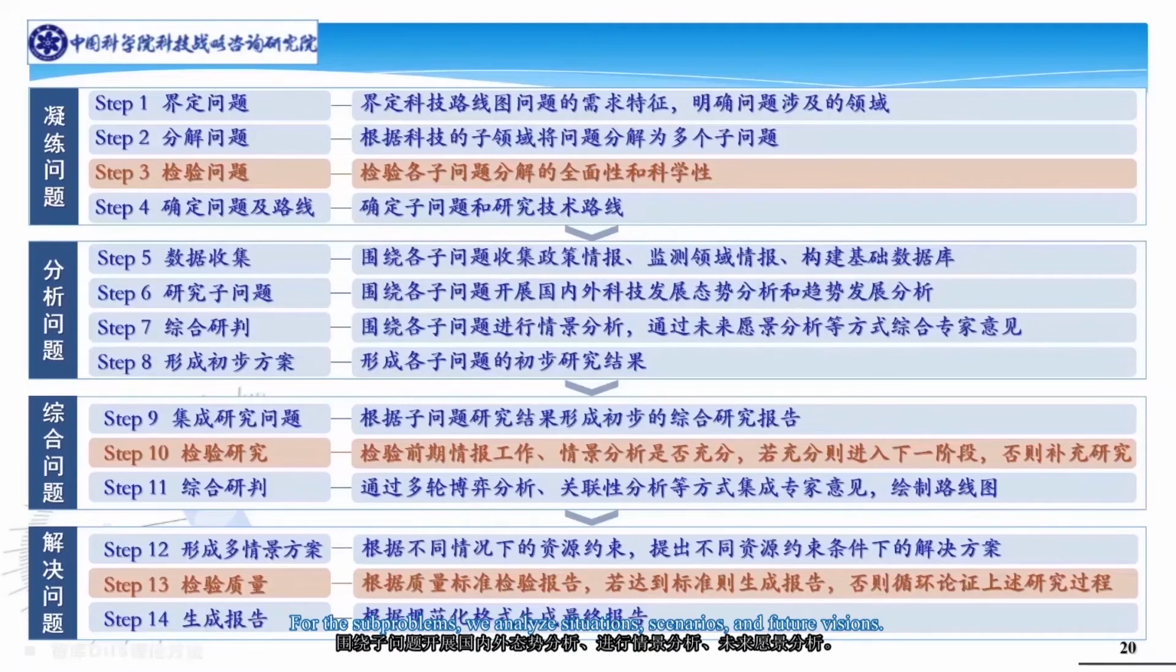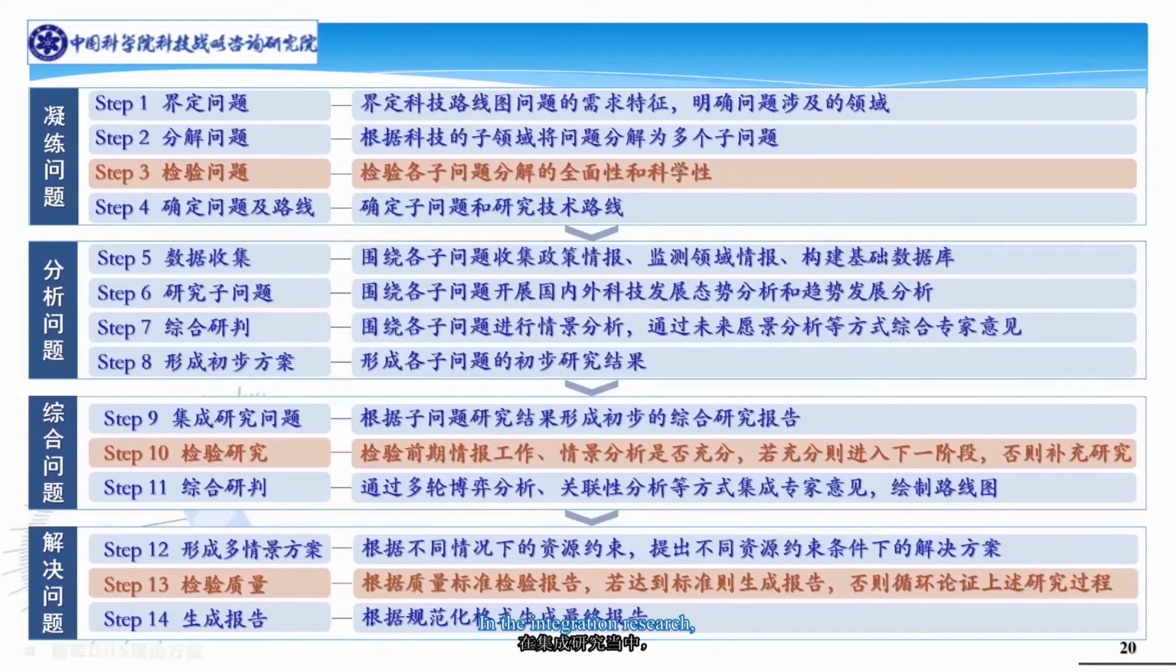For the subproblems, we analyze situations, scenarios, and future visions. The study of energy field also draws lessons from the research on 17 problems facing 2050 released by International Energy Agency to form solutions to subproblems.